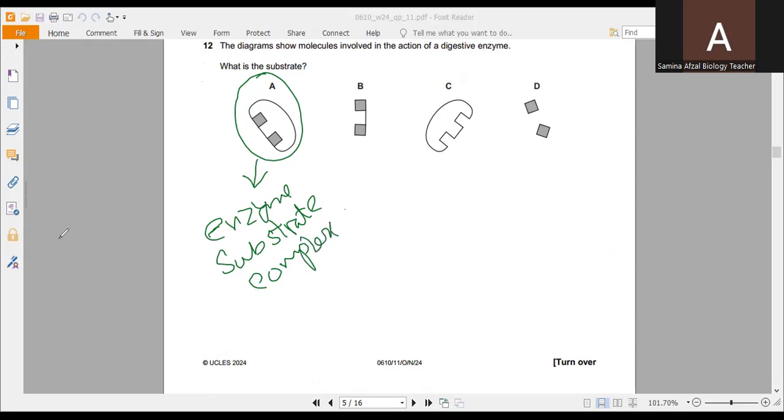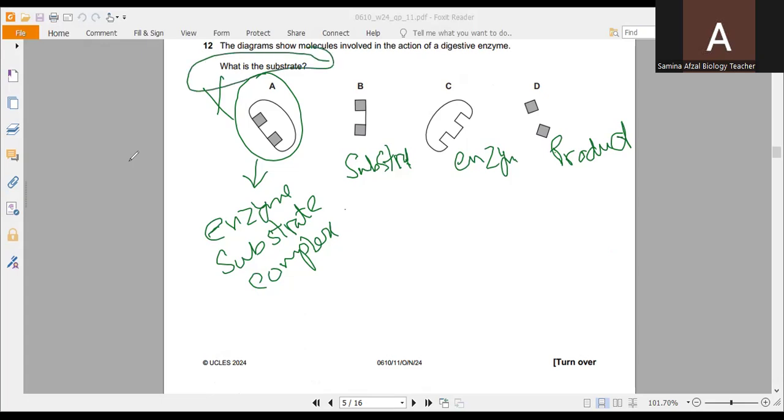And you can see B is the enzyme, and C, sorry, I have written B is the substrate, and C is enzyme, and D is the product. Now we have to find out what is the substrate. So B is the substrate. So B is the correct option.